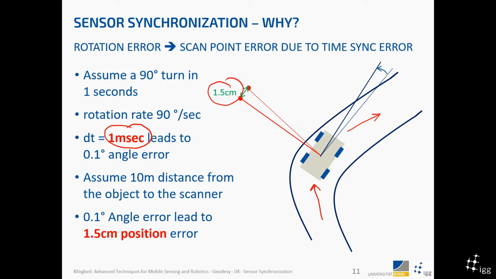So I would conclude that if you want to use a mobile mapping system in a city, for example, to accurately generate maps with an accuracy in the order of a centimeter, then all sensor synchronization should be better than a millisecond.